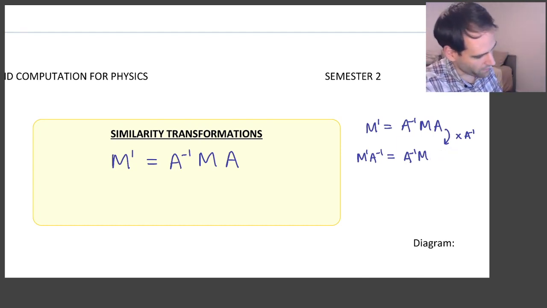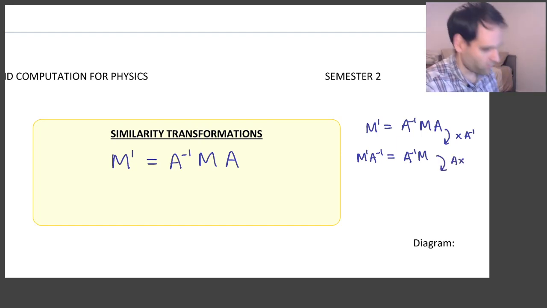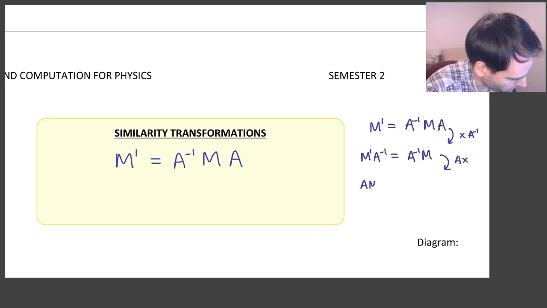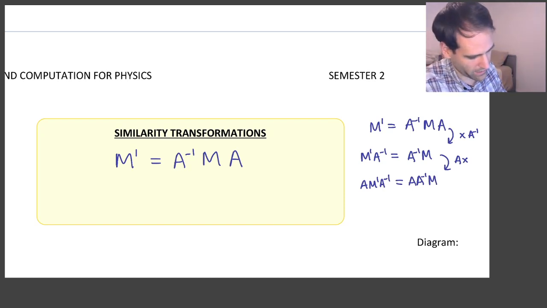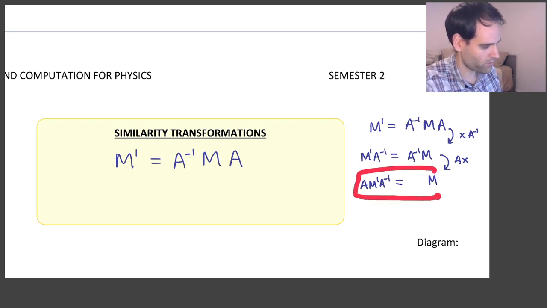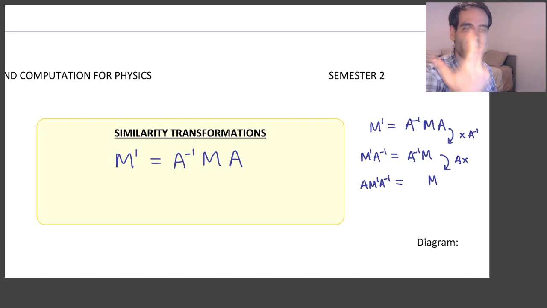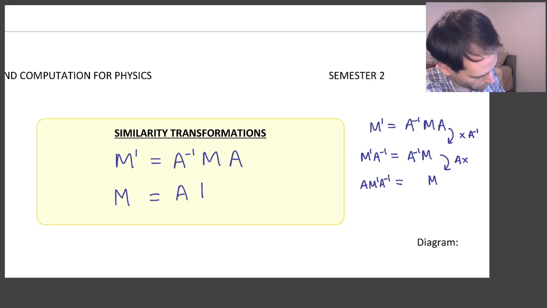And now we multiply on the left times matrix A. So we get A times M prime times A⁻¹ is equal to A times A⁻¹ times M. But A and A⁻¹ cancel out, and we arrive at M equals A times M prime times A⁻¹. So we have reversed this condition. So let's write it here. M is equal to A times M prime times A⁻¹.